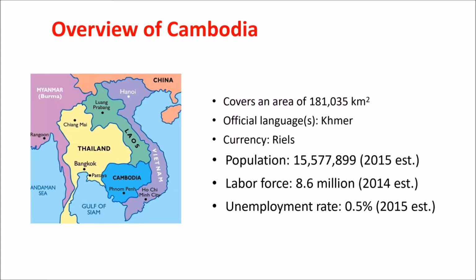So in Cambodia, we have about 181,000 square kilometers, and the language is Khmer, and our population size is about 15 million, and we have a labor force of about 8 million, and the unemployment rate is 0.5%. So we are not a big country, but about 15 million population.